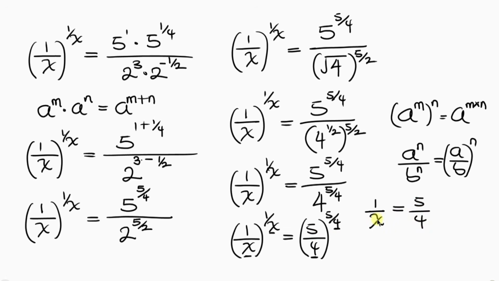Now to get the value of x, we have to take the inverse of both sides. So x will then be equal to, the inverse of 5 over 4 is 4 over 5. And there you have it.